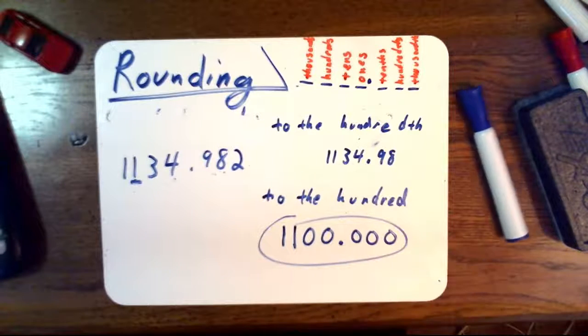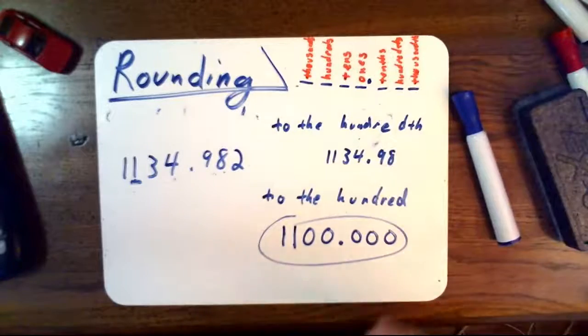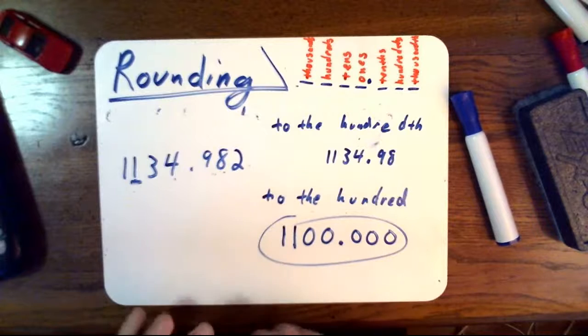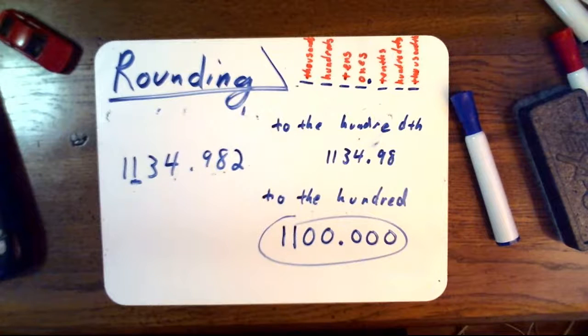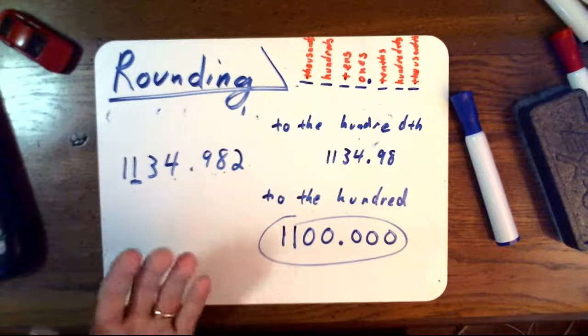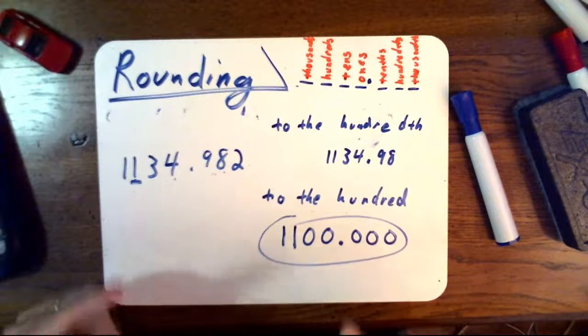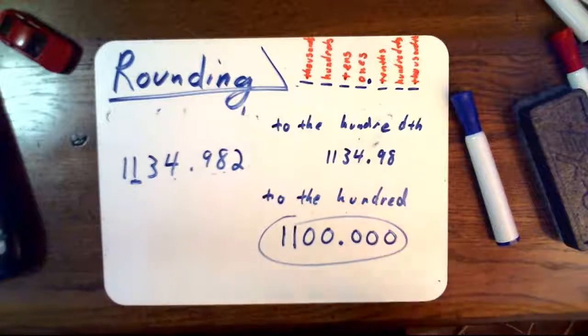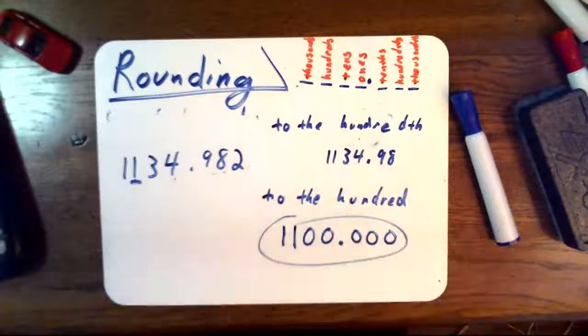But knowing your decimal positions and knowing how to round is a very important skill, because along with decimal addition, subtraction, multiplication, division, they're just going to tell you round this to the nearest whatever, and you're going to have to know what position that is and how to round.